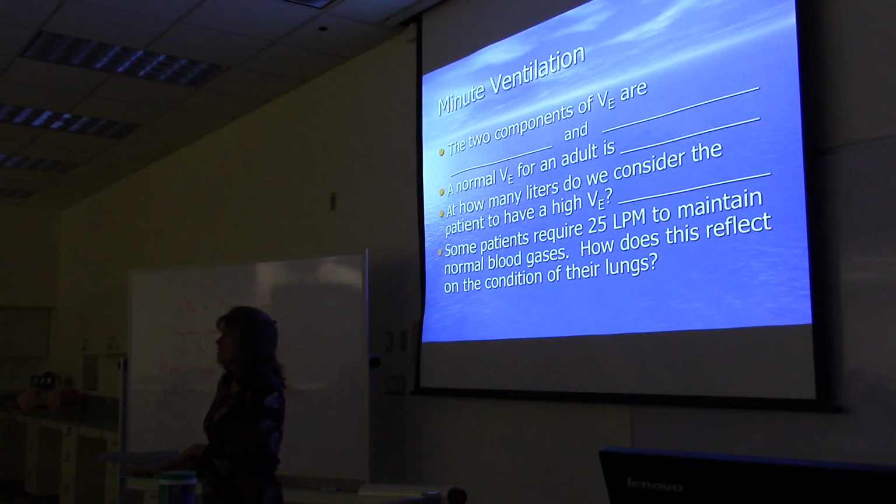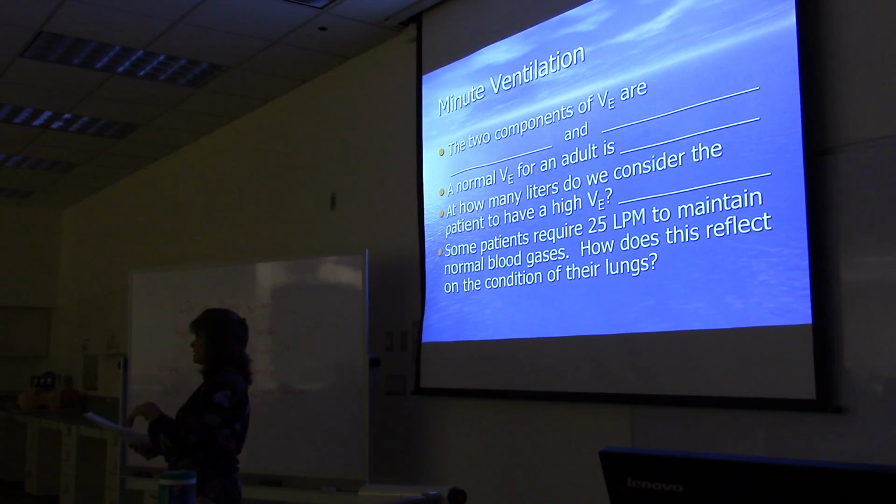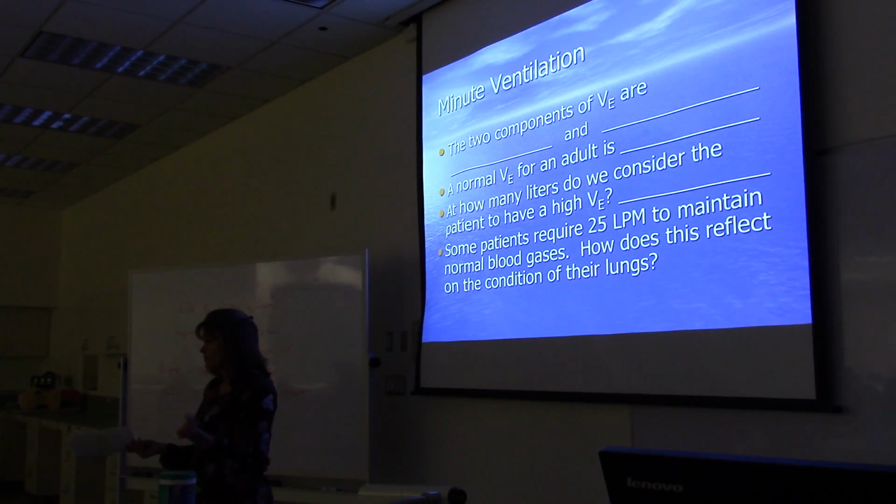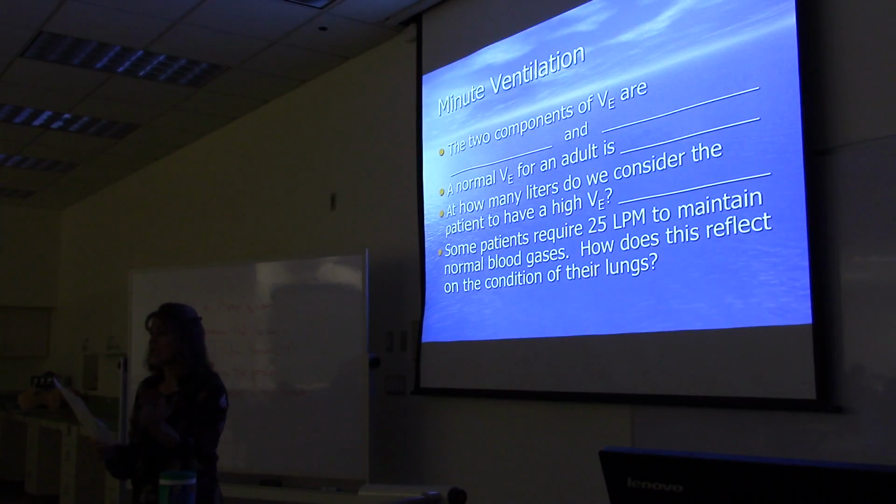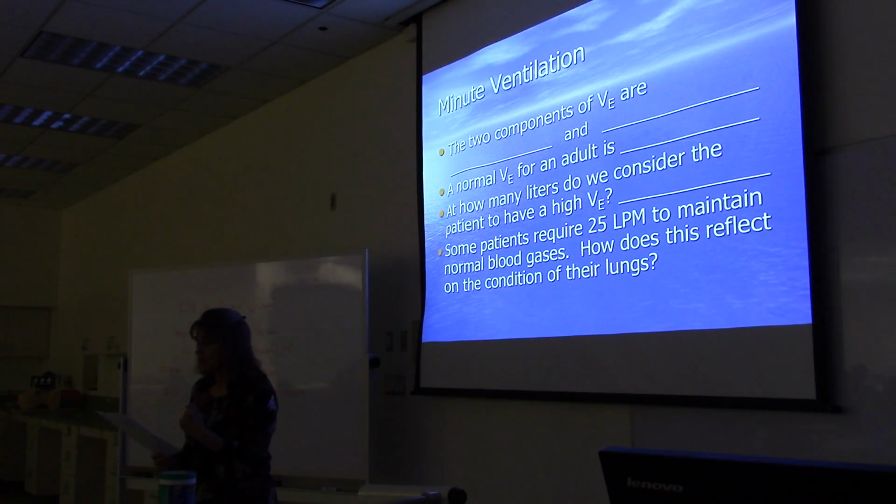So if your lungs are healthy, you get 6 liters a minute of air in and out of your lungs, and if we draw some arterial blood from you, everything's going to look normal. Normal CO2, normal pH, normal oxygenation.